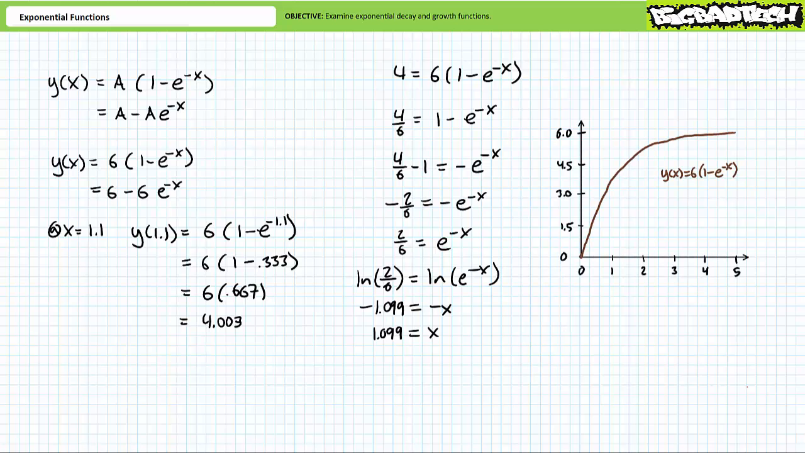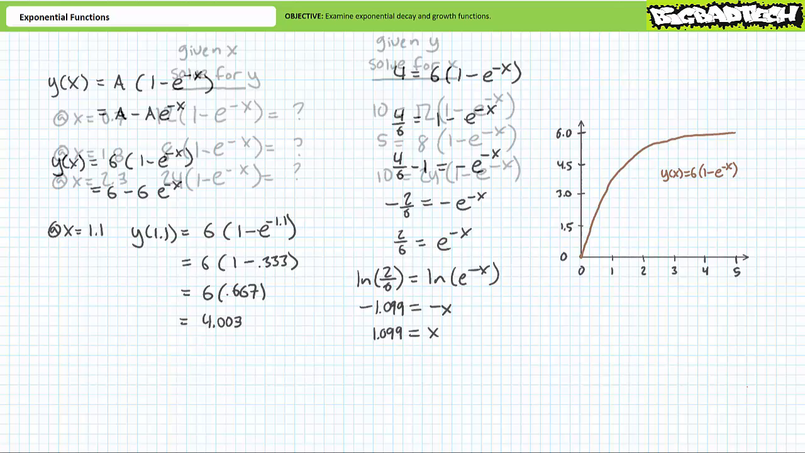What does the function y of x equals 6 times 1 minus e to the negative x look like if we plotted it for x values 0 to 5? Big surprise, it looks like 1 minus e to the negative x, only it starts at 0 and rises to 6 by x equals 5.